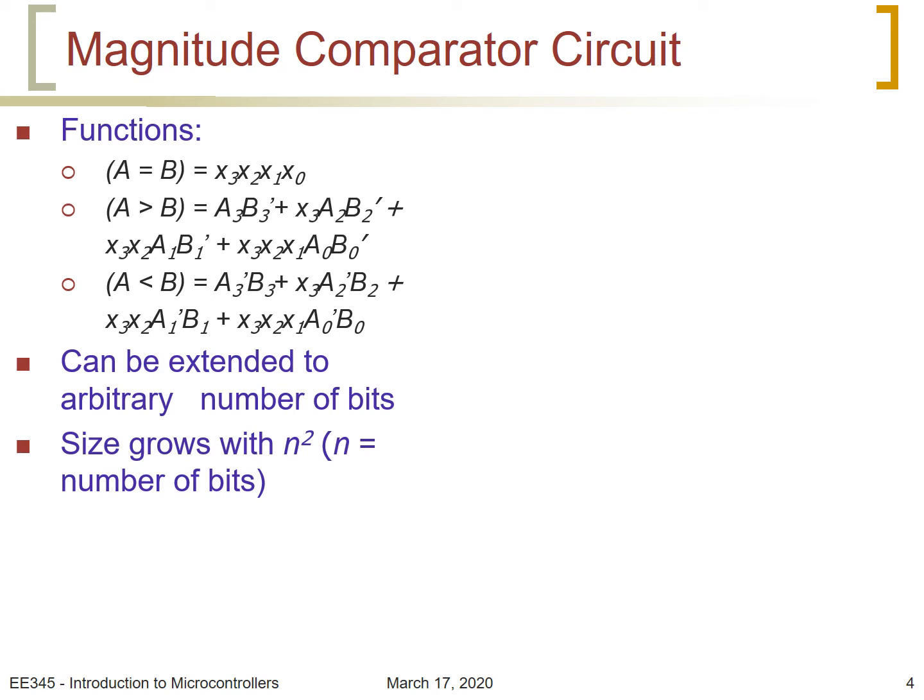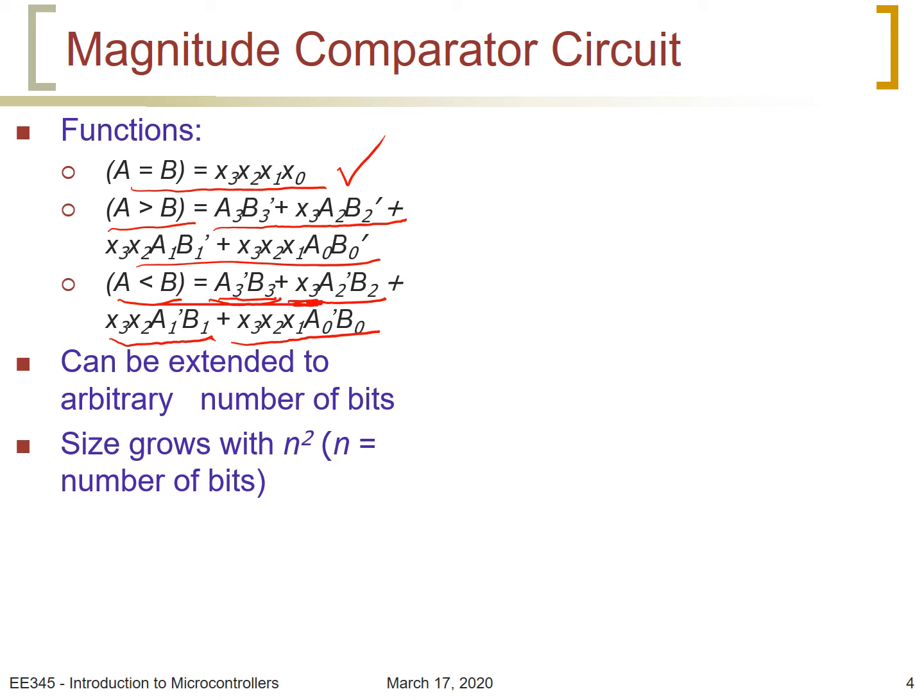In this case, we repeat all the equations here. A is equal to B equals X3, X2, X1, X0. Easy. A is more than B, we have just derived: A3 B3 prime, or X3 A2 B2 prime, etc. And A less than B is equal to A3 prime B3, which means A3 is 0 and B3 is 1, or X3, which means A3 is equal to B3, but A2 prime B2, or X3 X2 A1 prime B1, or X3 X2 X1 A0 prime B0.